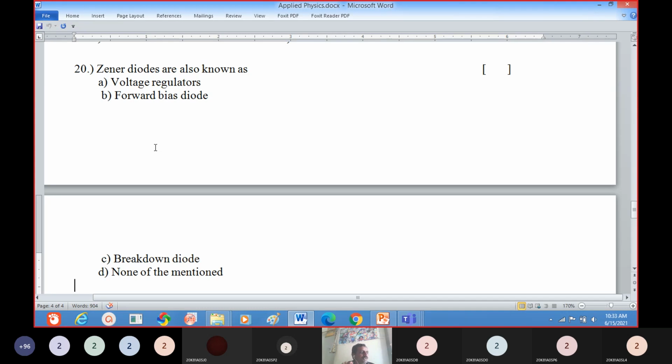I explained to you, there are two types of breakdowns: avalanche breakdown and Zener breakdown. At the Zener breakdown, what happens? Covalent bonds do not break, the electrons just tunnel from one region to another. That occurs at the junction of the Zener diode. That's why we call it the voltage regulator, not a breakdown diode. The answer is option A.